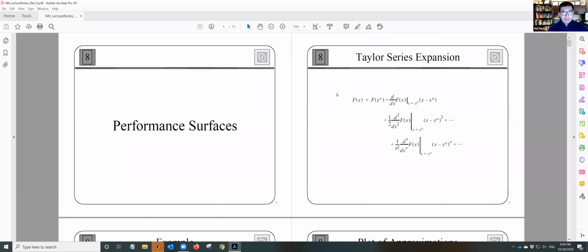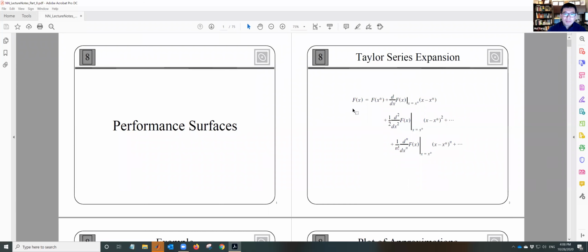So we are going to talk about the performance surface, pretty much the response surface. In this second part of the neural network lecture notes, first we're going to talk about the Taylor series expansion. When we are approximating functions, the function could be one-dimensional, two-dimensional, or multi-dimensional.